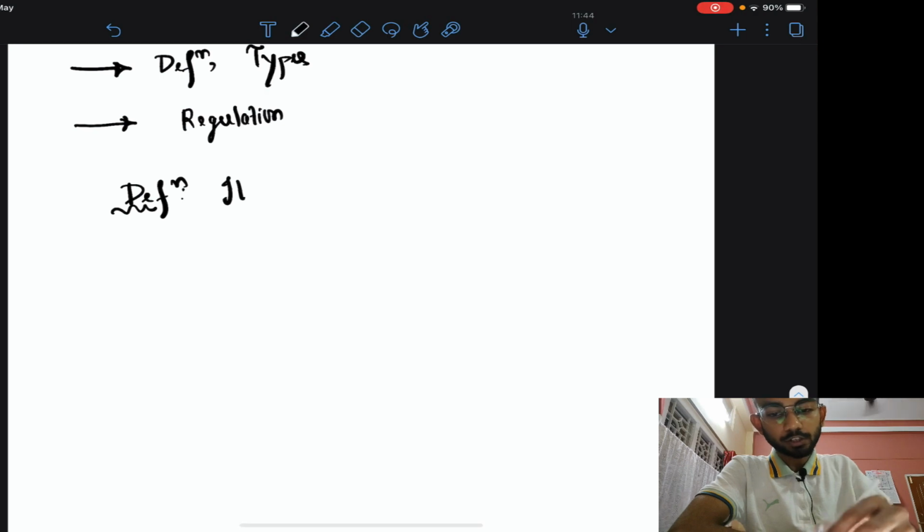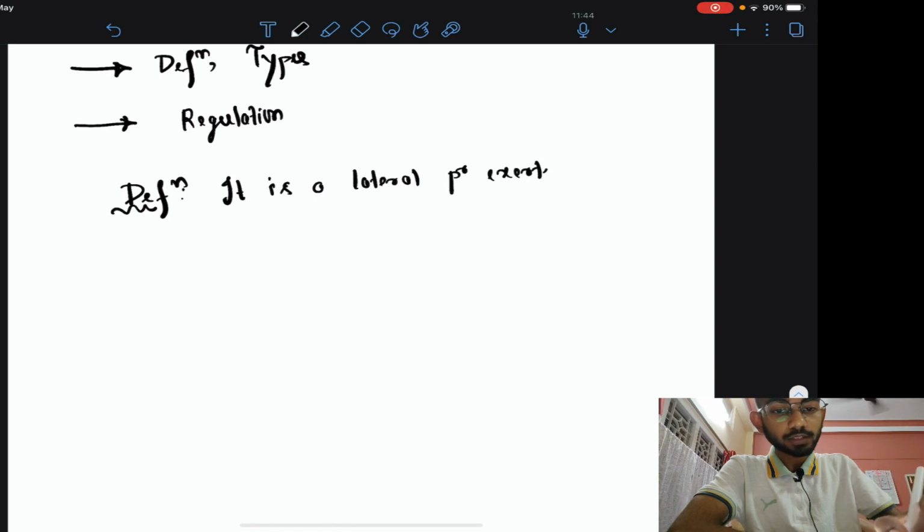What is blood pressure? Blood pressure is the lateral pressure which is exerted by blood on the vessel wall. It is a lateral pressure exerted by blood on vessel wall.